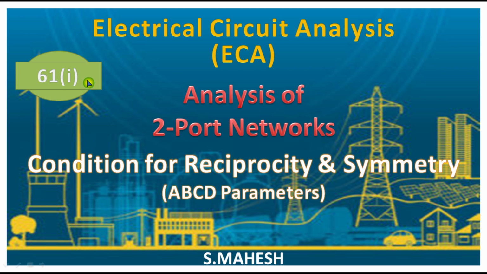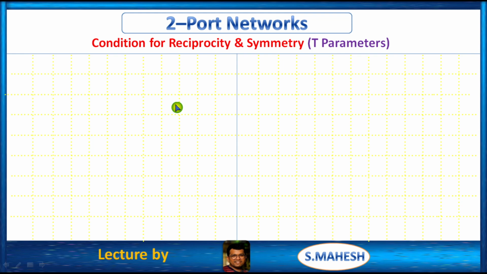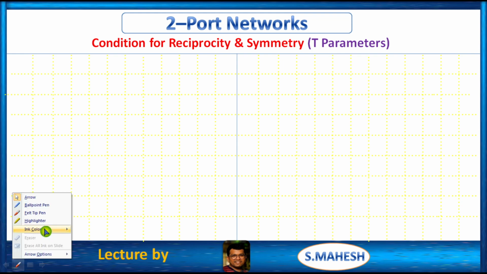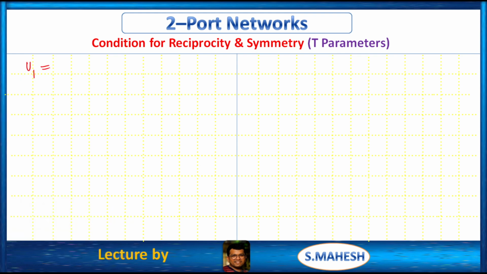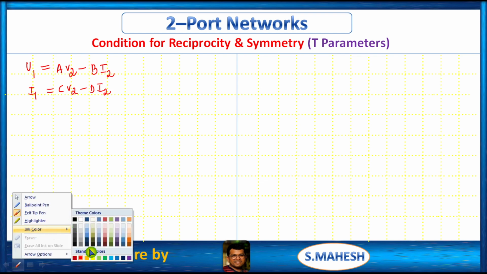Hello everyone, now we have to discuss the conditions for reciprocity and symmetry in T parameters, which are nothing but ABCD parameters, right? So first we have to write the governing equations in case of T parameters, which are nothing but V1 equals AV2 minus BI2, and like that, input current I1 equals CV2 minus DI2. So from this, first I would like to get the condition for reciprocity.